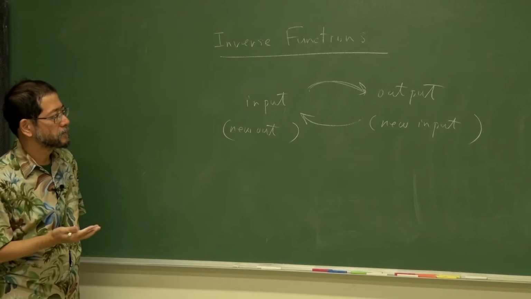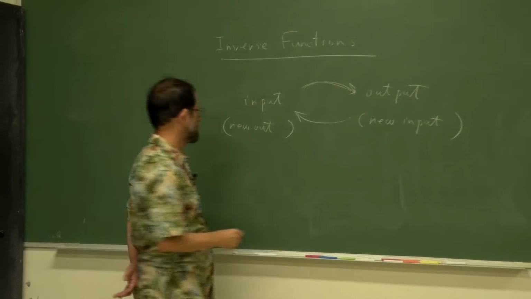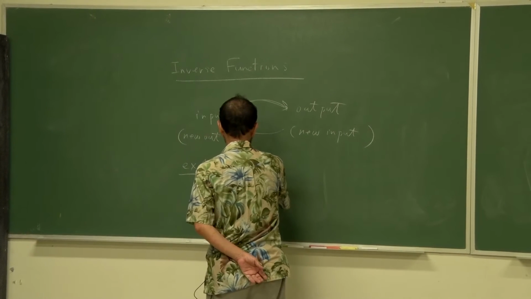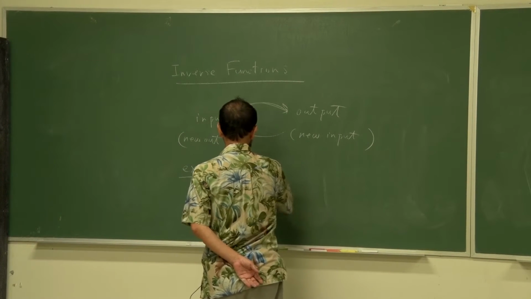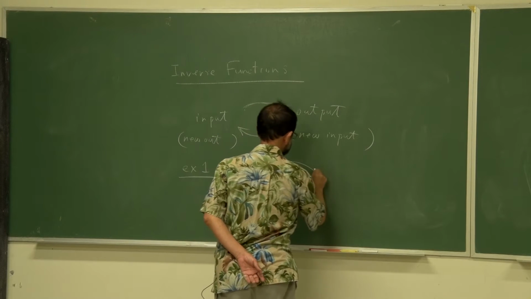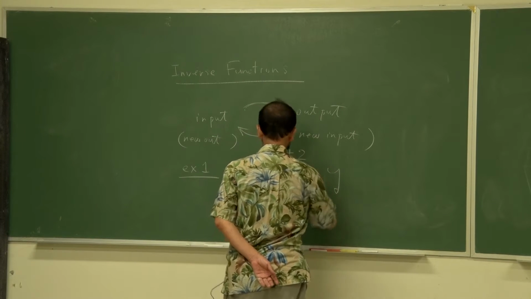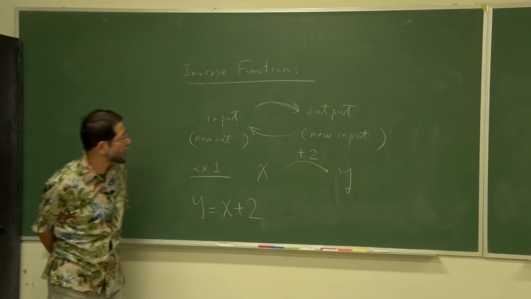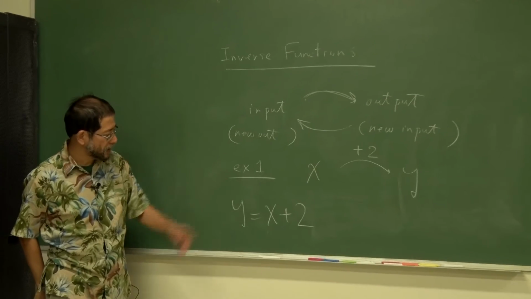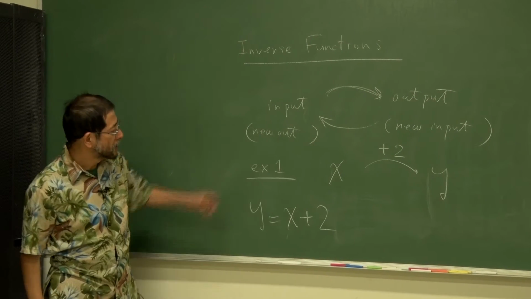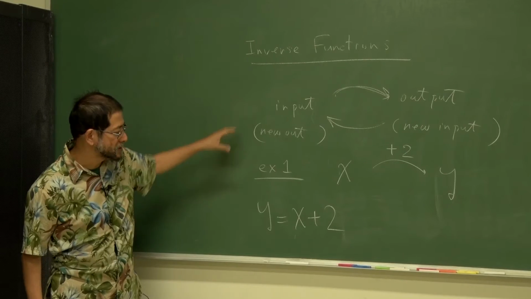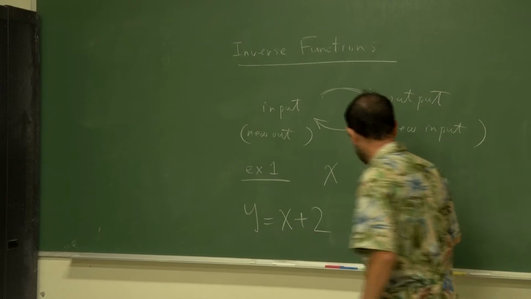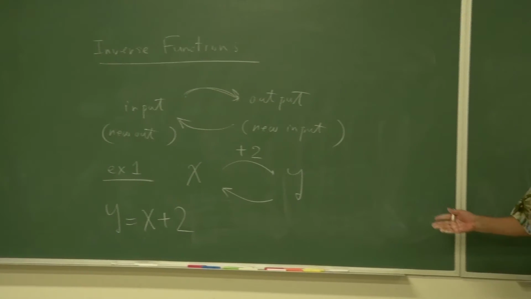So let me start from the easy example first. For the first example, you look at y is equal to x plus 2. So this is just the adding-two function. y is the output and x is the input. But now, if you switch the input and the output, you can view this as x is the output and y is your input.